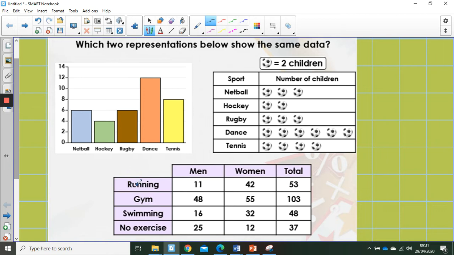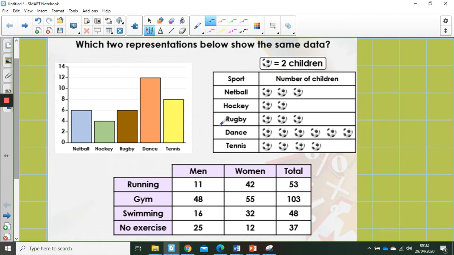Over here we've got running, gym, swimming or no exercise. This one compares the number of men that prefer a sport to the number of women that prefer the sport and gives our total. So this one is comparing men and women's favourite sports, and this one doesn't do that. It just has numbers of sports, and the same here.